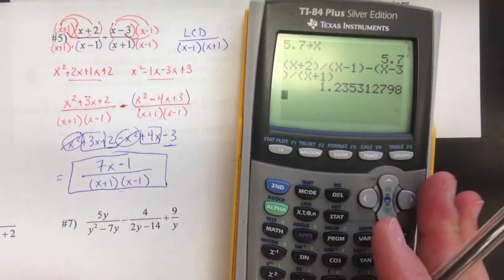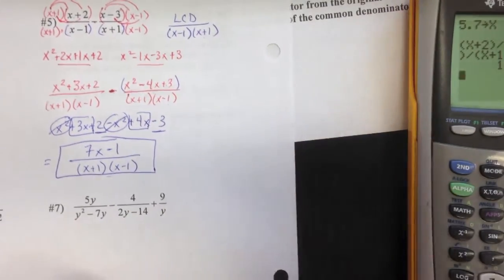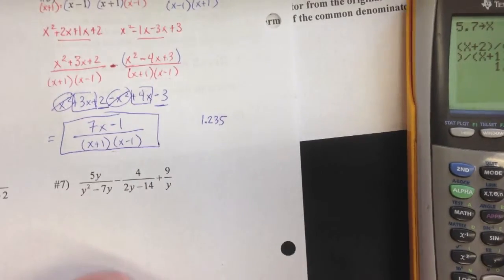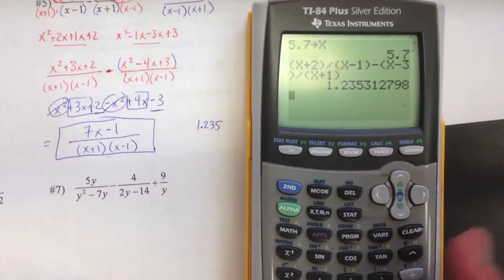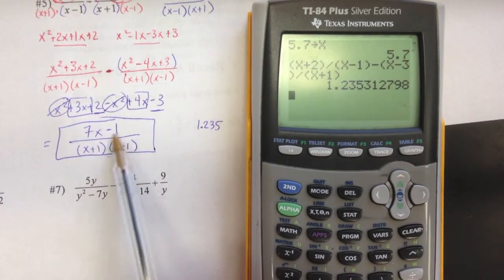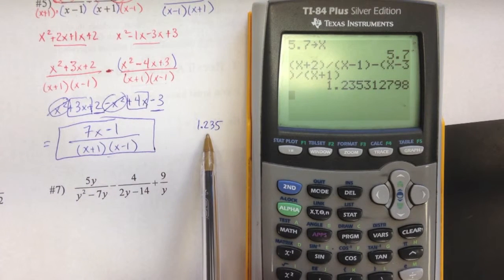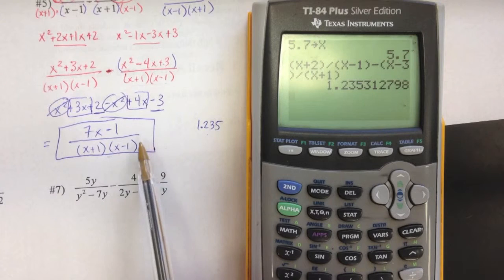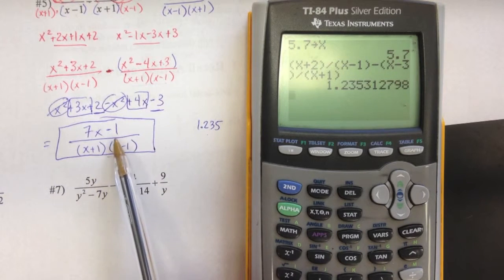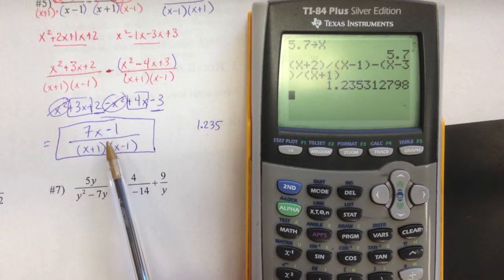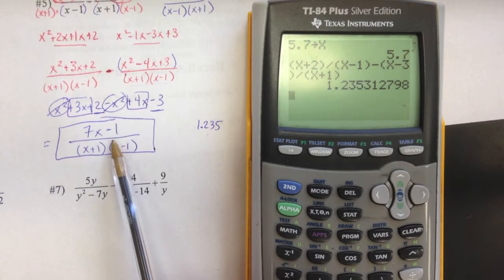1.235. Okay, so you can jot down a little note to yourself, 1.235. The question is, does our solution, which was 7x minus 1 over x plus 1 times x minus 1, give me the same value? If it does, this is the answer. Because the idea of simplifying or adding and subtracting rational expressions is that you're not changing the value, you're just changing the way it looks.